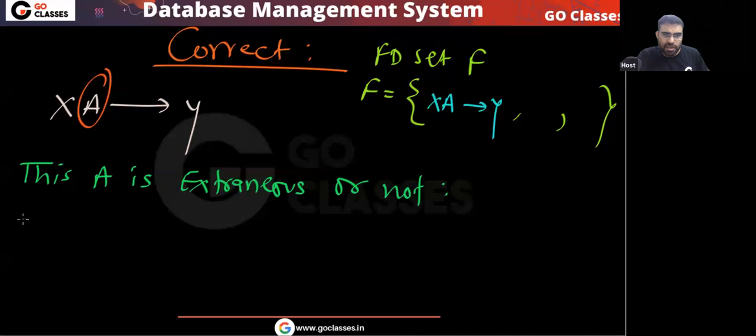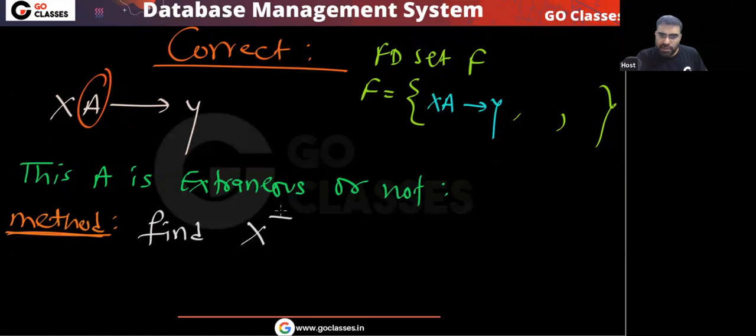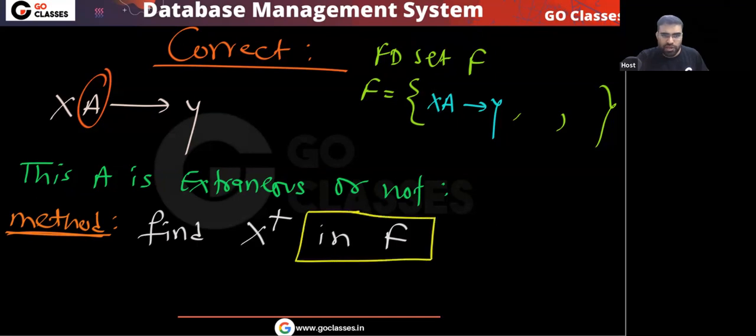So for that, what is the method? The method is that in this F, you find X plus. Remember what you do: you find X plus in F, without removing anything. In this F, you find what is X plus. Is this clear? So find X plus in F.